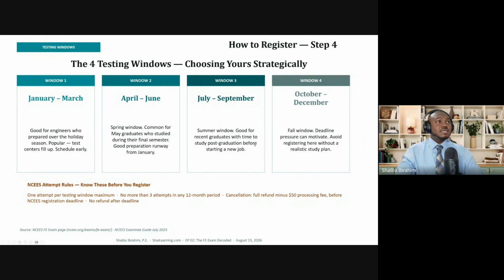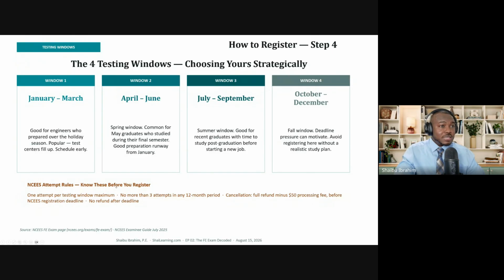So the second one is looking at the testing window. There are 4 testing windows. You have January to March, April to June, July to September, and then October to December. You only have to pick a testing window within each of these categories, register for the exam, and then complete the process.